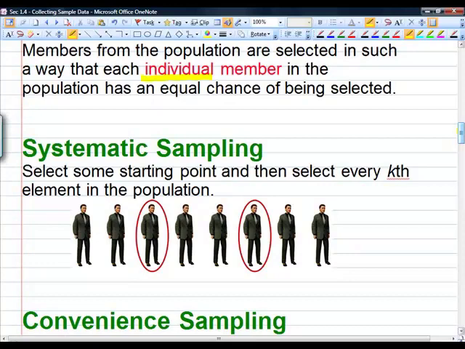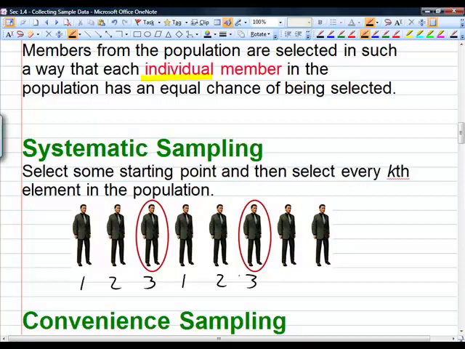Systematic sampling is just what the name suggests. We go through and systematically select somebody. So in this situation, it looks like we're selecting every third member. Here's the first one, second one, third one, they're picked. First one, second one, third one, they're picked. This is how your PE teacher in elementary school assigned teams for kickball or whatever, right? They said 1, 2, 3, 4, 1, 2, 3, 4. All the ones go over here. All the twos go over there.